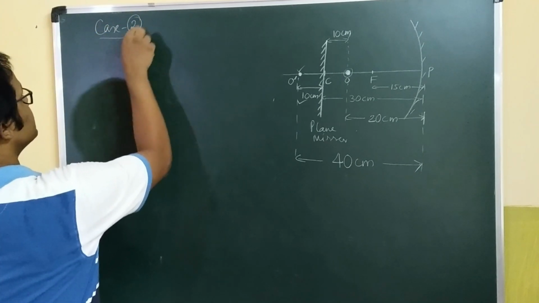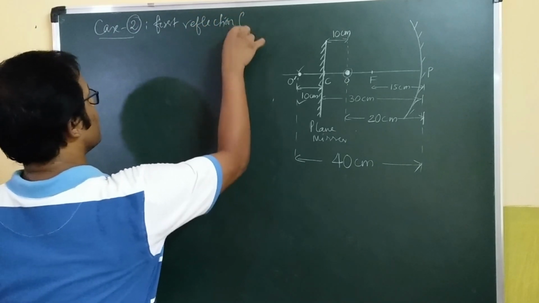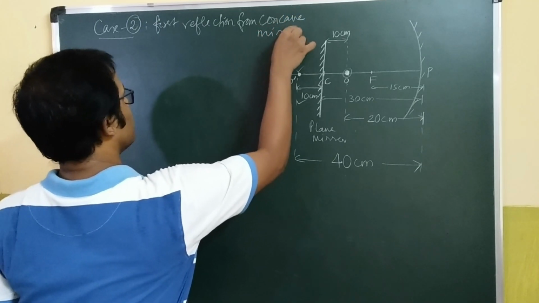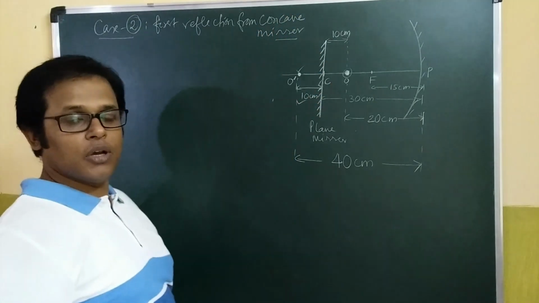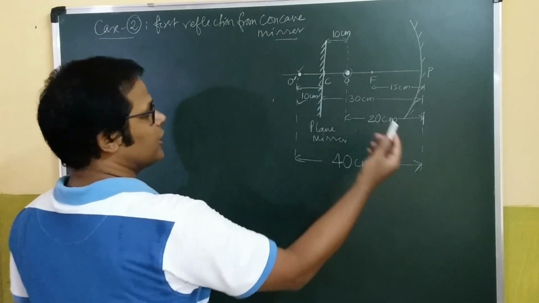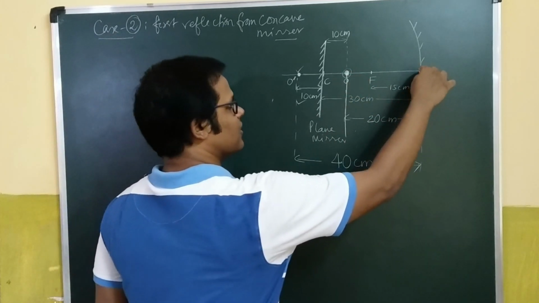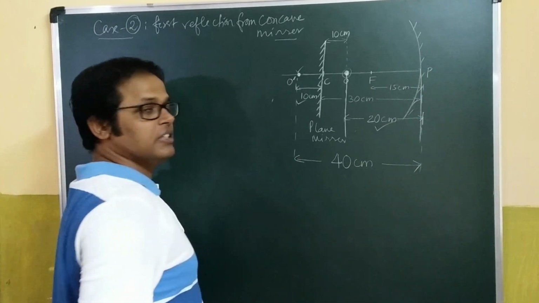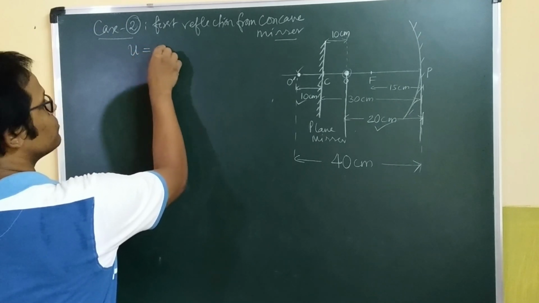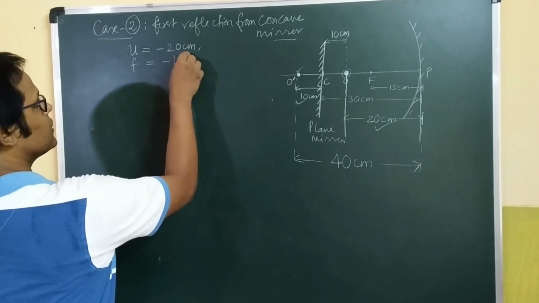Case 2, considering the first reflection from the concave mirror. First of all we will discuss the image formation by the concave mirror, then we will talk about the image formation by the plane mirror. So if I look into the concave mirror case, do not get confused with the jungle of numbers over here. This is the object distance which is clearly mentioned in the diagram. So for the concave mirror, U is equal to minus 20, and the focal length doesn't change, it is minus 15.